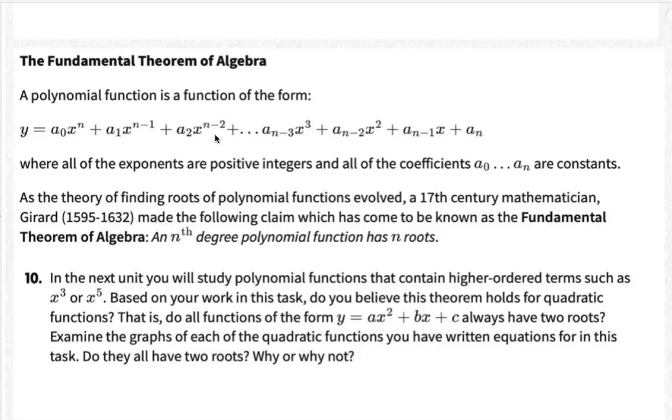It says, as the theory of finding roots of polynomial functions evolved, a 17th century mathematician, Girard, made the following claim, which has come to be known as the fundamental theorem of algebra. So with a name like fundamental theorem of algebra, you can probably guess that it's pretty important in the world of algebra. And that theorem tells us that an nth degree polynomial function has n roots.